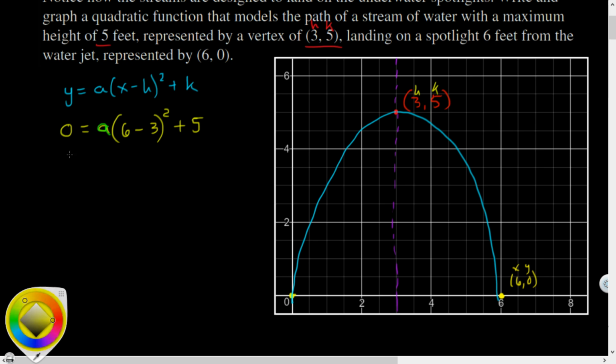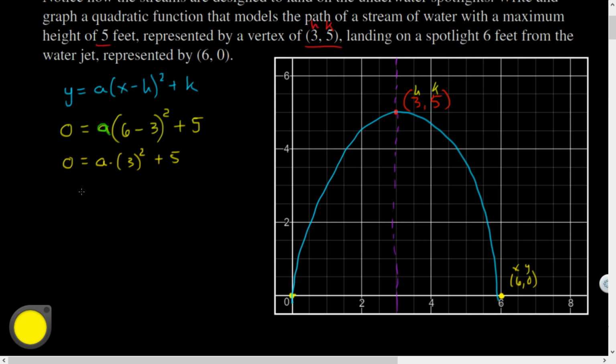But before I do that, let's simplify this. What is 6 minus 3, folks? 3. And let's see, what is 3 squared? 9. So I'm going to write this as 9 times a plus 5 equals 0. And now, how could I get a by itself? It's being multiplied by 9 and added by 5.